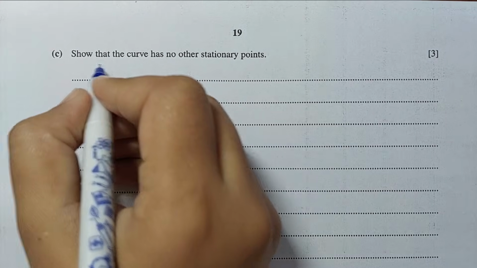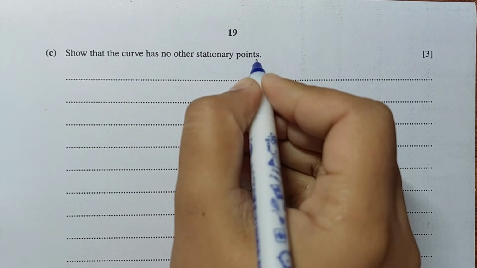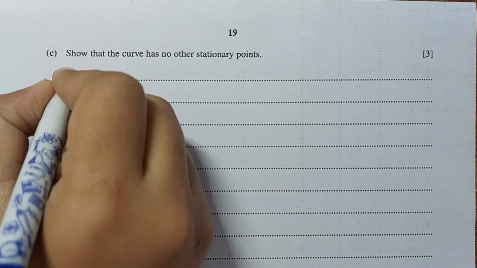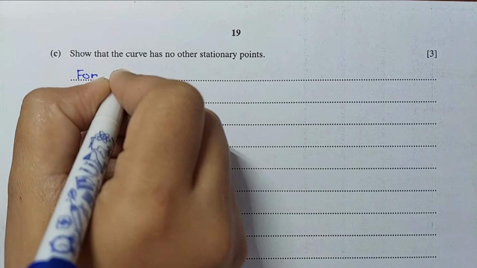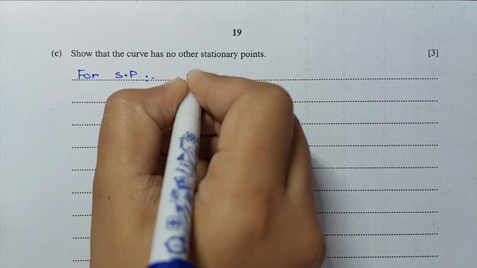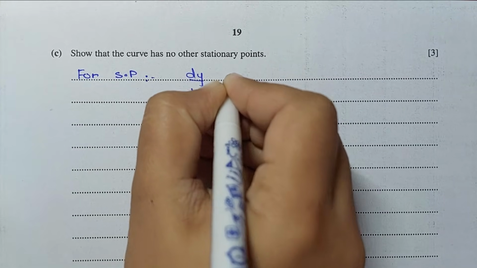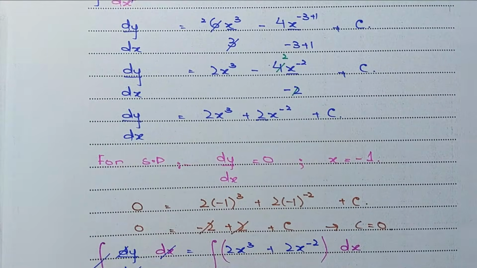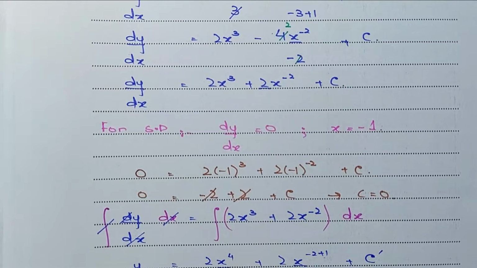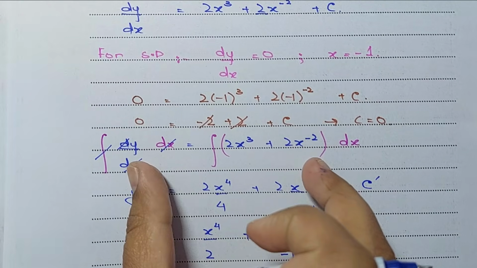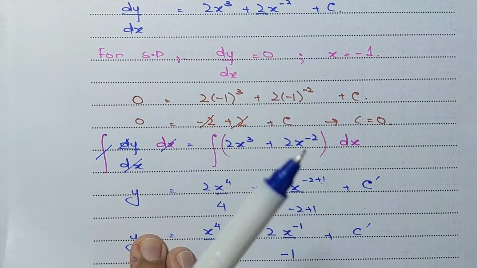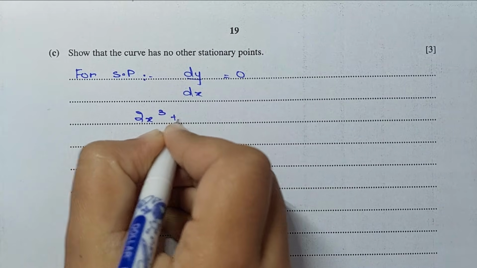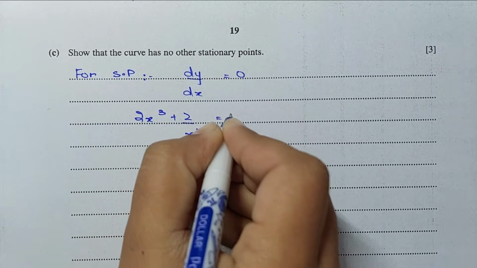Now for part C, show that the curve has no other stationary points. In order to prove that the curve has no other stationary points, we know that to get the stationary point, we have to put the first derivative dy over dx equal to 0, right? So what is dy over dx? This is your dy over dx when the c value is equal to 0. So dy by dx is basically 2x cubed plus 2 over x squared, and this is equal to 0.